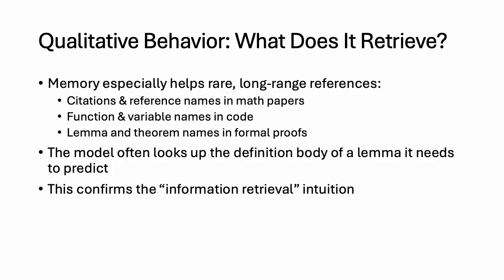Finally, we want to talk about the qualitative behavior. So basically, what does the model actually extract when it looks back and finds the top k most similar keys? And so what we see is that actually it's exactly what we were expecting. So for example, if there's a function definition, it goes back and retrieves the definition of that function. Or if there's a lemma that's been defined before, it goes back and finds the definition of that lemma. And so basically, this is indeed a model that works as an information retrieval method.